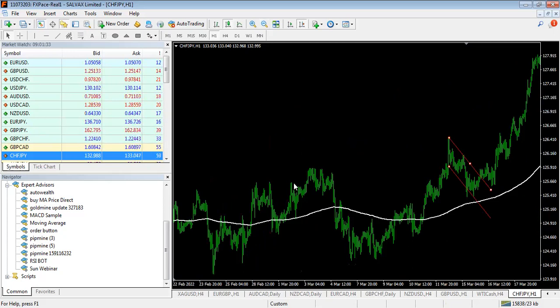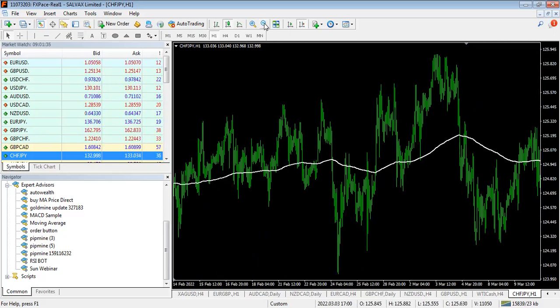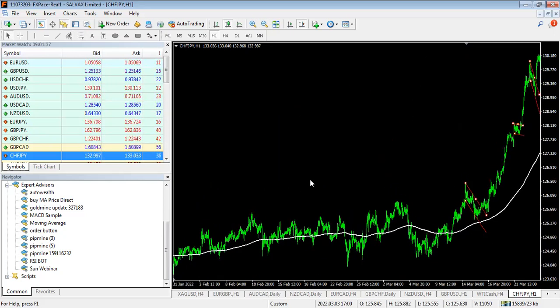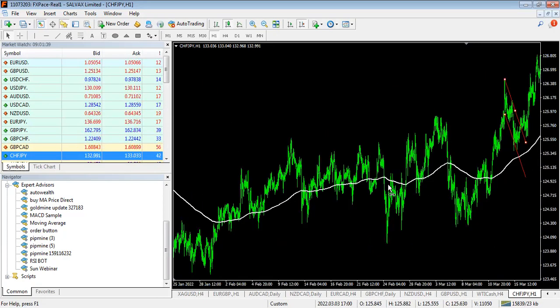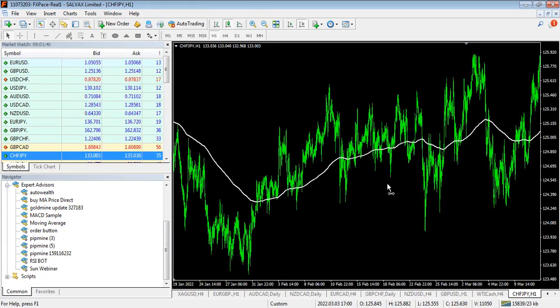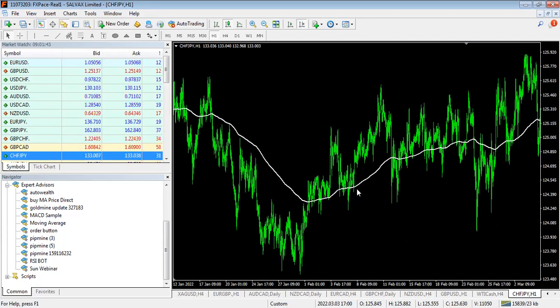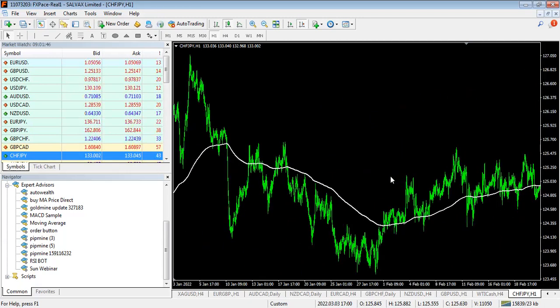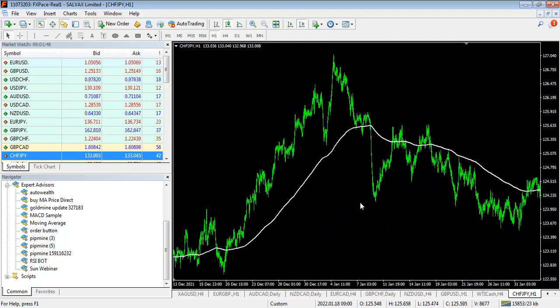Is it going to fail sometimes? Yes. Then also have this at the back of your mind: anytime the price is ranging, the moving average is useless there. So make sure that the market is not ranging there.